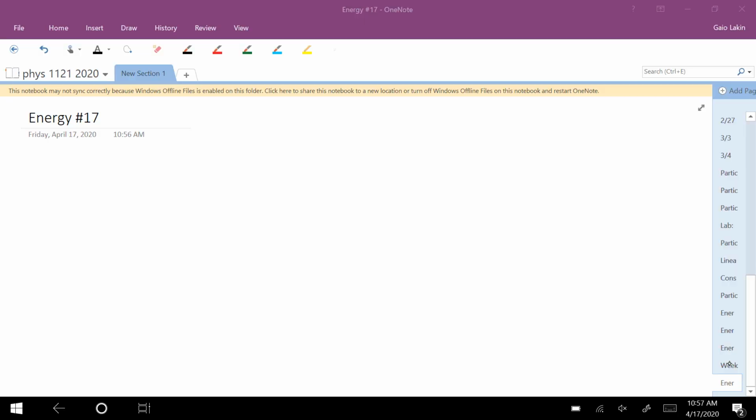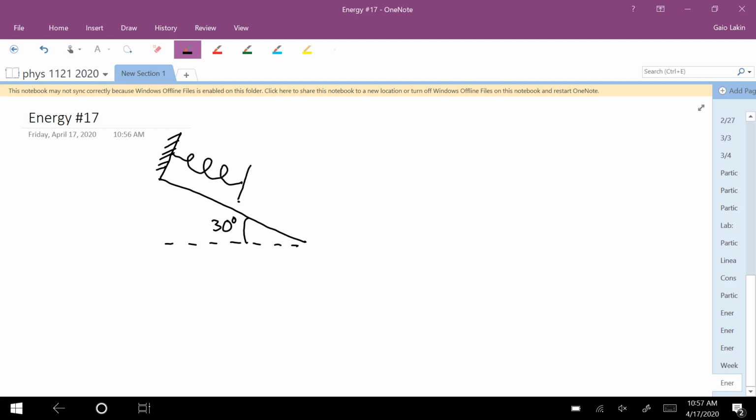Okay, this is a solution to number 17 from energy, which looks like this. This incline that's at 30 degrees, and a spring, and a cart. The cart has a mass of 1 kilogram. The spring has a constant of 250 newtons per meter.